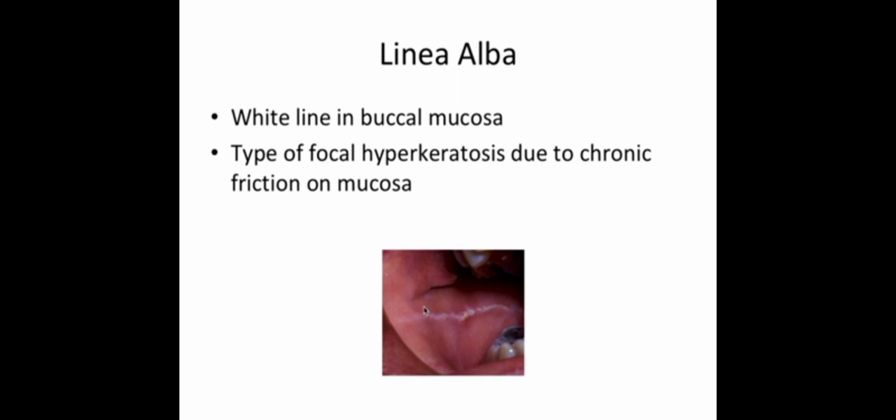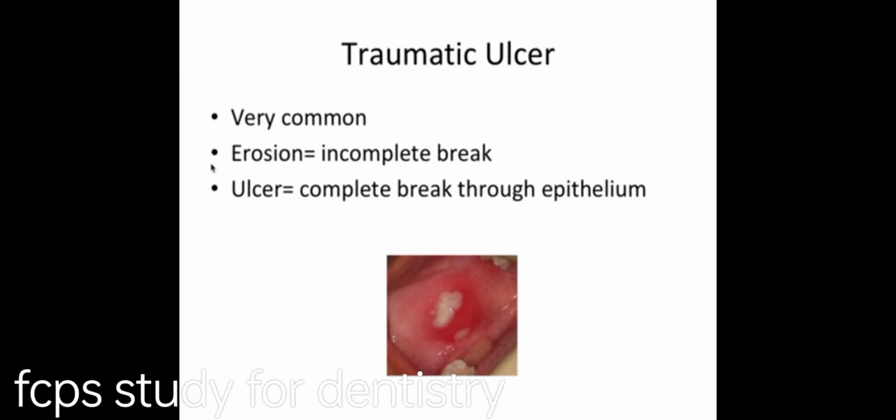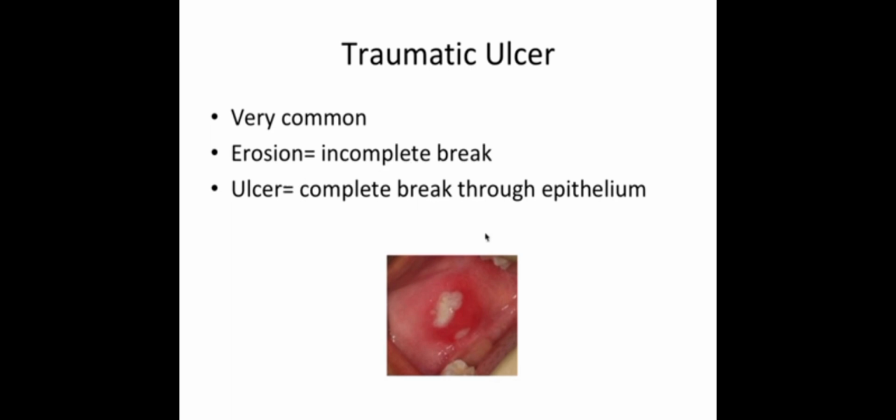So it's a type of focal hyperkeratosis, which basically means a callus due to chronic friction on this area of the buccal mucosa. Next, we have traumatic ulcer, which is very common, and it's important to distinguish between erosion and ulcer. Erosion is an incomplete break, whereas an ulcer is a complete break through epithelium. So, whereas an erosion is only in the mucosal layer, an ulcer goes into the submucosal layer. It explains why they're typically much more painful and noticeable.